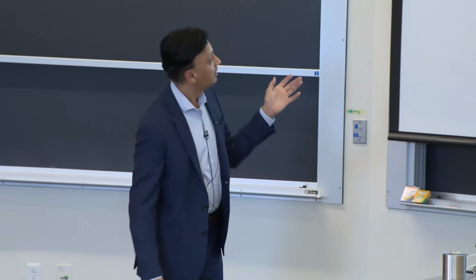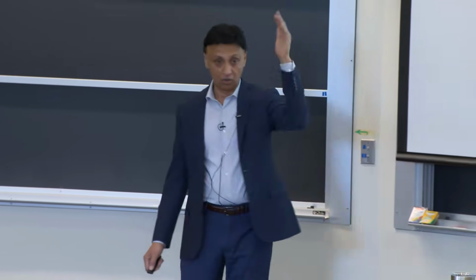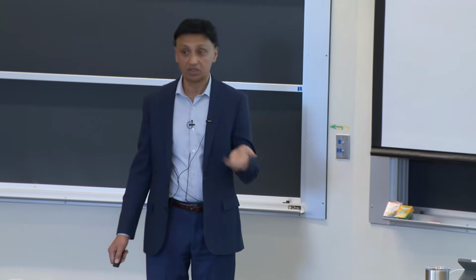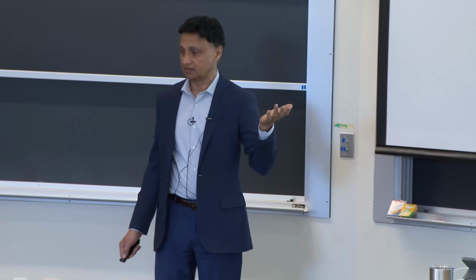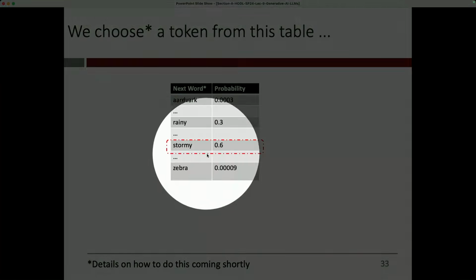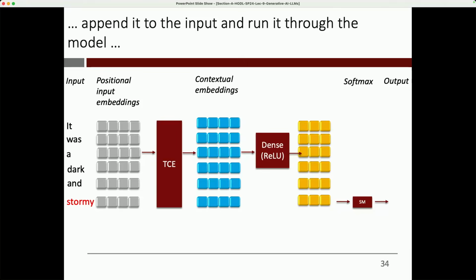And then what we do is we choose a token from this table. There's a whole bunch of numbers in this table, and we get to choose a token. The simplest thing one can think of is just to choose the word that is the most likely. We're going to have a whole section on how to choose these things coming up. For now, let's go with the simple option. We're just going to choose the one that's most likely, 0.6, and then we attach it to the input. So now the input has become "it was a dark and stormy". We run it through, and we only care about the last softmax.